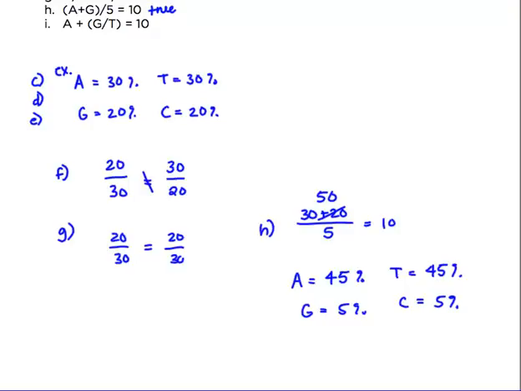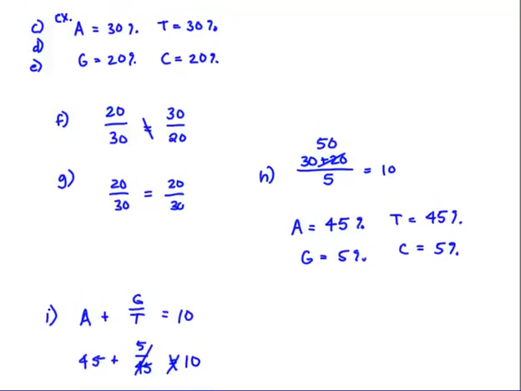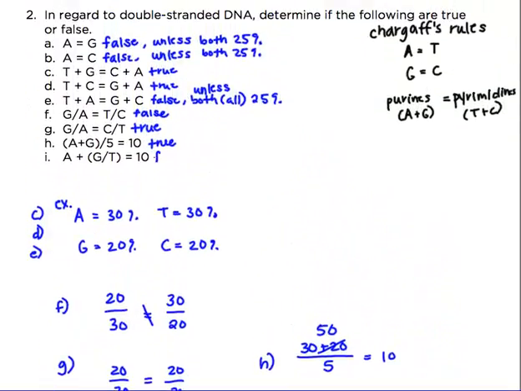And finally, let's look at I. It says A plus G over T equals 10. So let's use this second example. So A plus G over T equals 10. In this example, it would be 45% plus 5 over 45 equals 10. Now obviously this is less than 1, but even if it's less than 1, you're adding it to 45, these don't equal each other. So I is false.